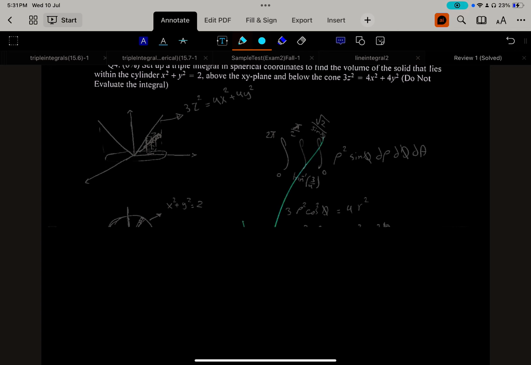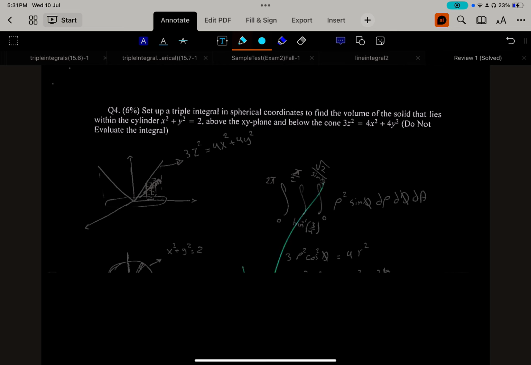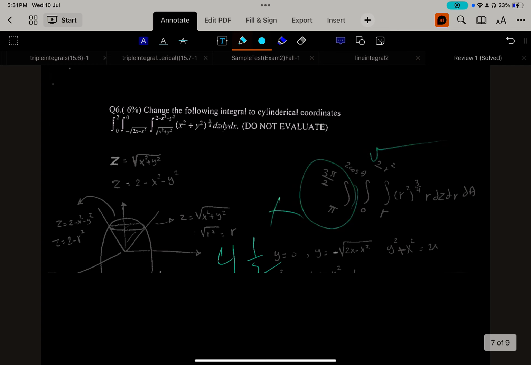And this is just, yeah, that's basically our volume. And he's not, see, so do not evaluate the integral. He doesn't want us to evaluate the integral. And so now, let's see this.